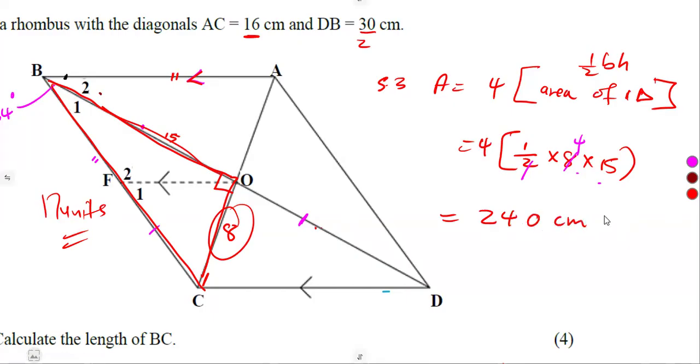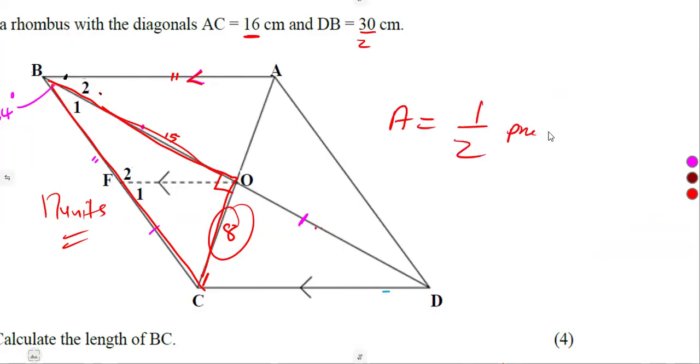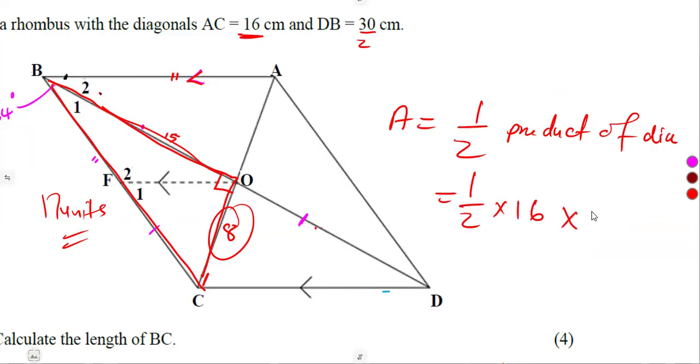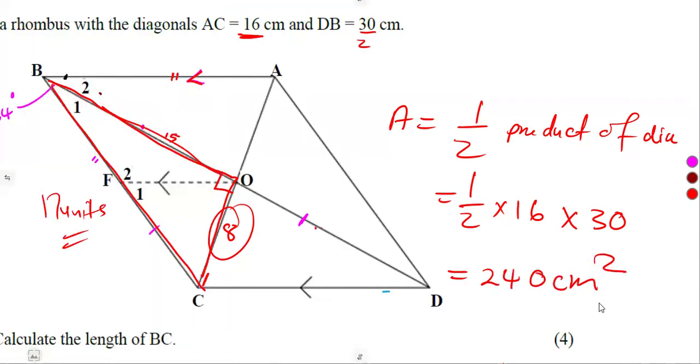So that's the area. Or we can use half of the product of the diagonals. Another way of finding area is half product of diagonals. The diagonals are the ones that we are given here. So it is half of 16 times 30. As it is like that. So that's 240 again. So as we can see, we have got the same answers there.